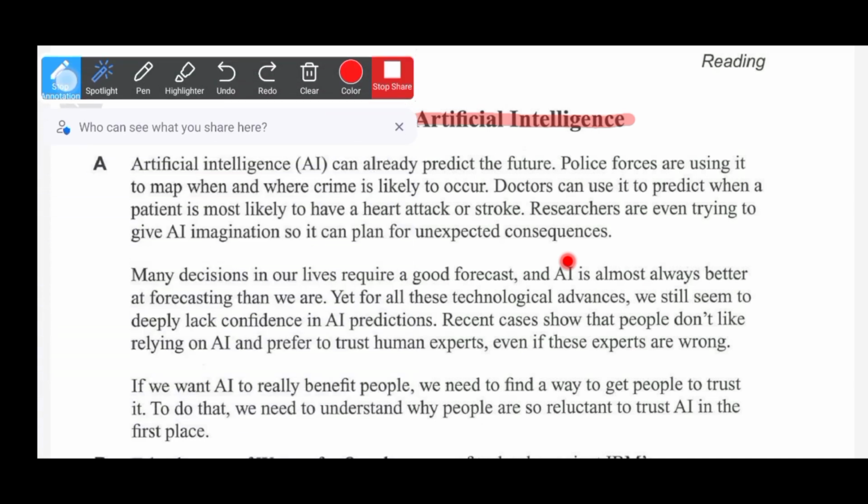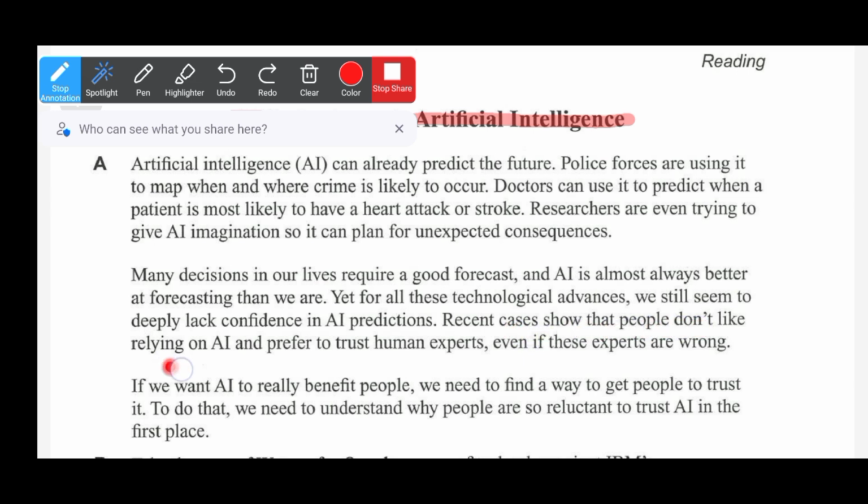So they are talking about superiority, meaning they are talking about artificial intelligence and its benefits, and after that, many decisions require good forecasts, and AI is almost better at forecasting than we are. Here they are comparing. Yet for all this technology, we still seem to deeply lack confidence in AI.